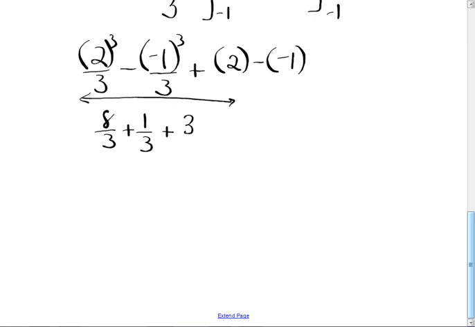Well, what's 8/3 plus 1/3? 9/3, which is... so we see if we did it right. Do you remember how to do this on your calculator? Does anybody need a calculator?